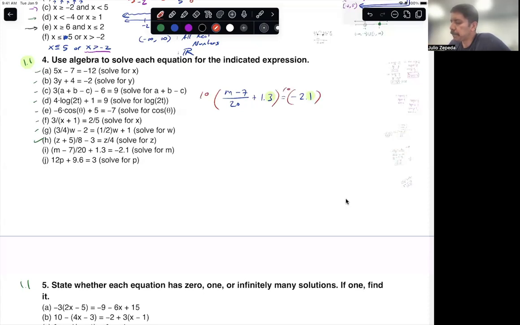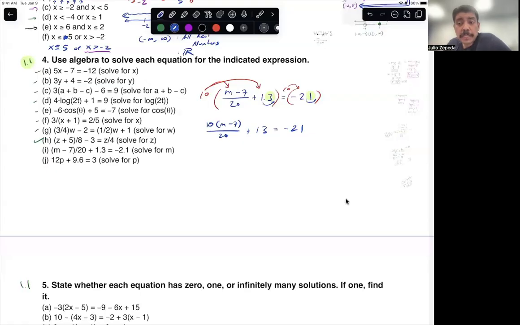decimals first. When we multiply by 10, oops, there's a 10 over here. We're going to get 10 times m minus 7 over 20. We could do a little bit of simplification there, but I'll just wait. 10 times 1.3 moves the decimal place over one place to get 13, equals, and then we move the decimal place over to get negative 21 on the right-hand side. So now we still have a fraction, and we said we wanted to multiply by 20 to get rid of that fraction.